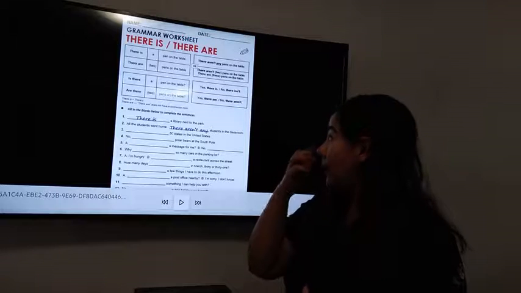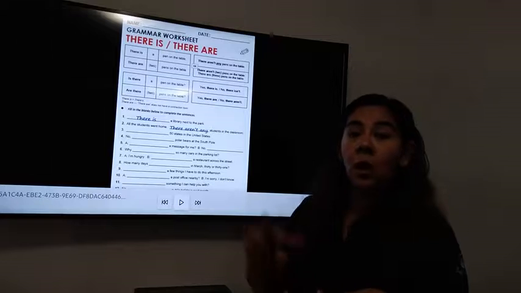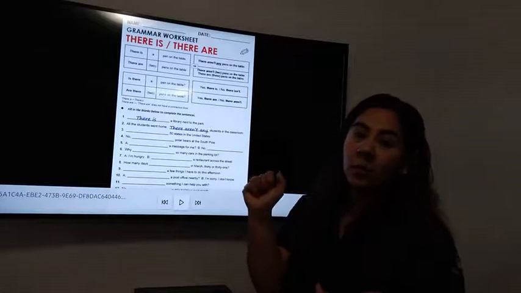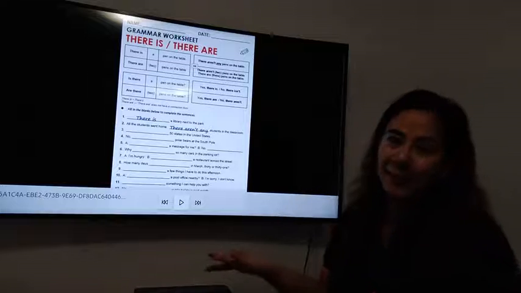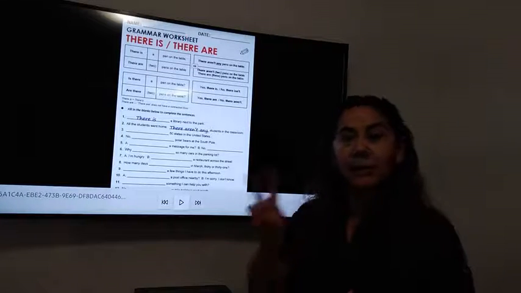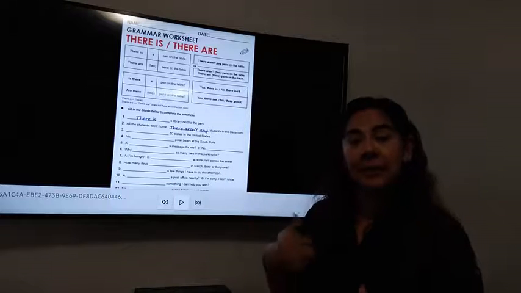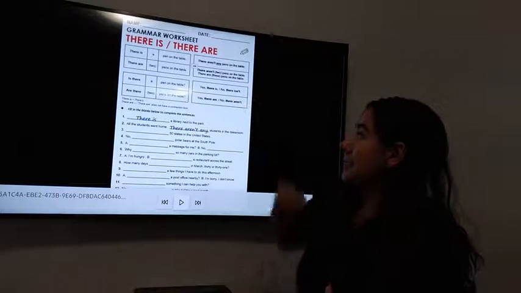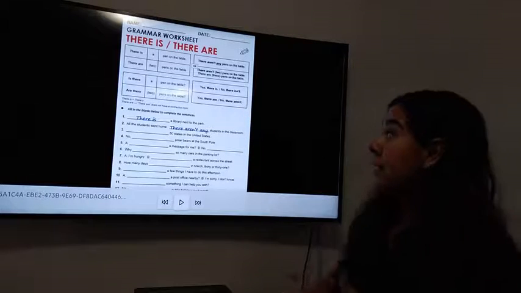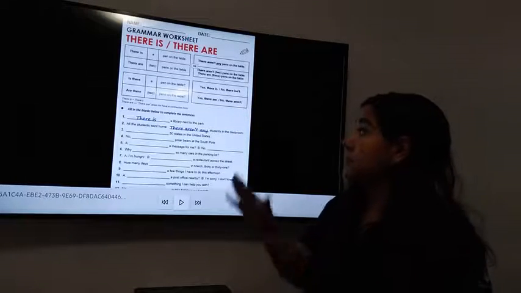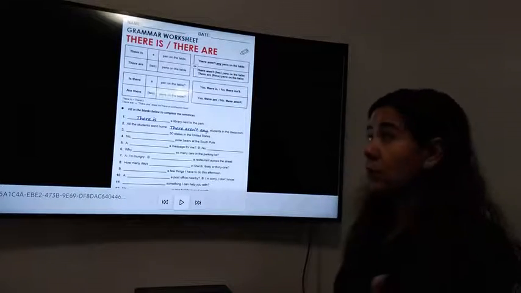I was talking to you about the contraction right here. We're just going to take away the letter O, okay? It's not that small, but it's a contraction that you can use instead of the two words. Instead of saying is not, you can say isn't, or are not, you're going to say aren't, okay? So this is the first activity. You have the examples right here that you can follow to answer in a correct way.